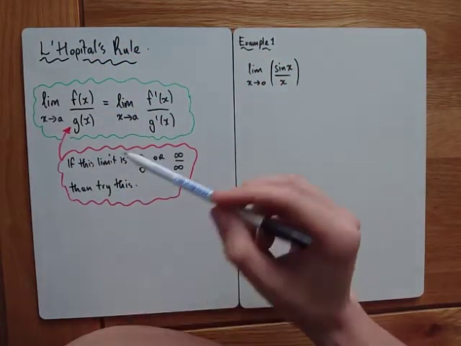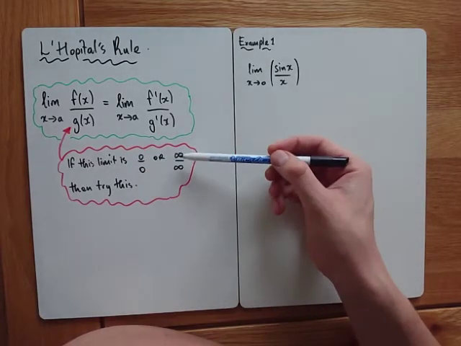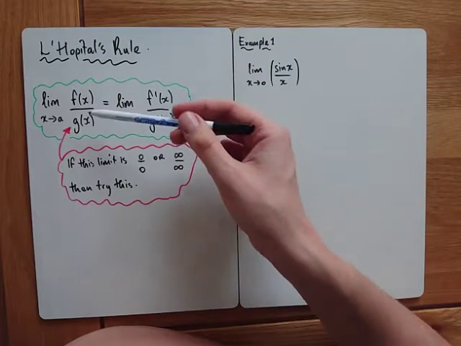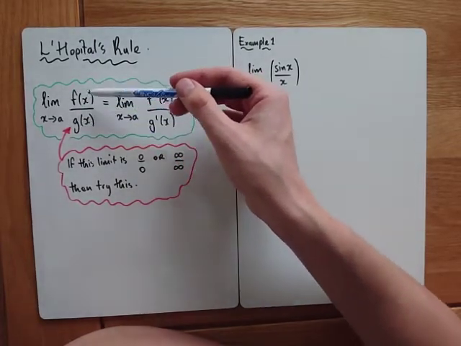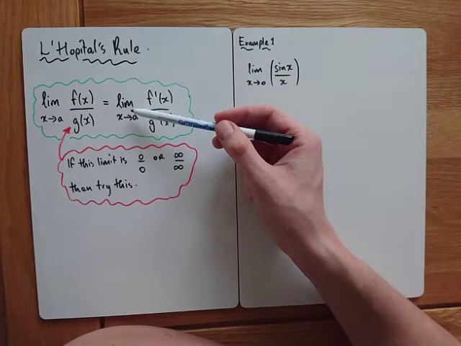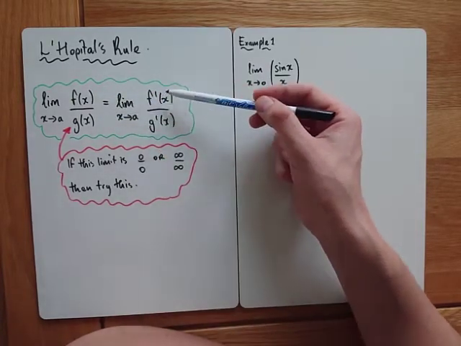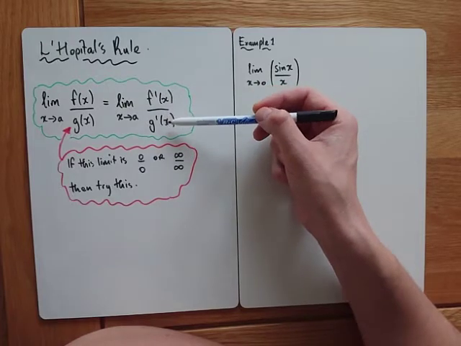Essentially what that tells us is if our original limit is like 0 divided by 0, or infinity divided by infinity, instead of thinking about this original limit of the function on top divided by the function on the bottom, we can instead think about the limit of the derivative of the function on top divided by the derivative of the function on the bottom.